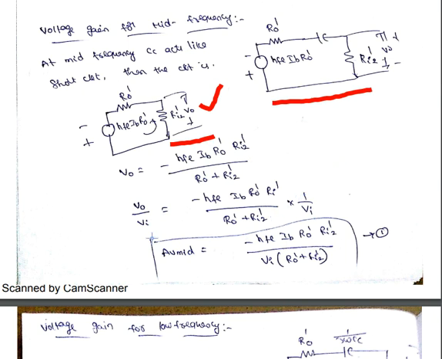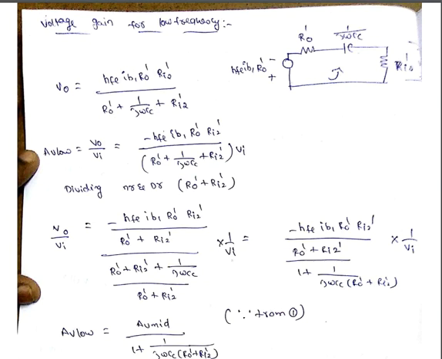To calculate the voltage gain, we divide both sides by Vi, so that they cancel. V0 by Vi is nothing but the voltage gain. So the voltage gain at mid frequency, AV mid, is equal to this expression. Let us take this as equation 1. Now let us calculate the voltage gain at low frequency.